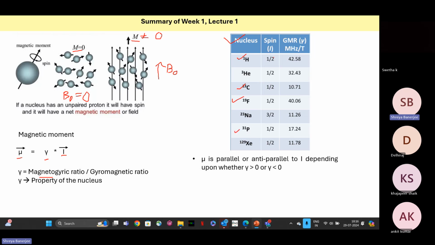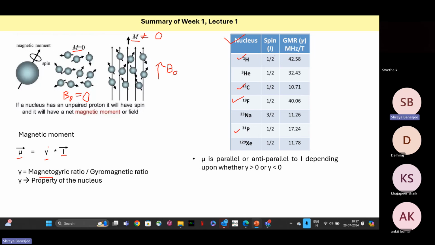So they can have the same value of I. You can see that 1H, 13C, 19F, 31P, all of them have I equal to half. So you cannot distinguish them based on the value of the angular momentum quantum number. But the gyromagnetic ratio is very unique for each nucleus. And so how you can differentiate each nucleus is based on this gyromagnetic ratio. And depending on whether the gyromagnetic ratio is positive or negative, the magnetic moment will be parallel or anti-parallel to I.